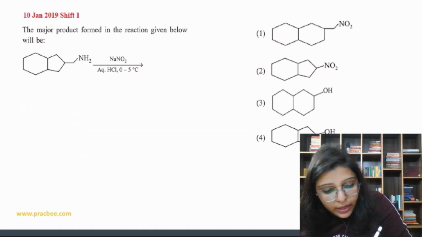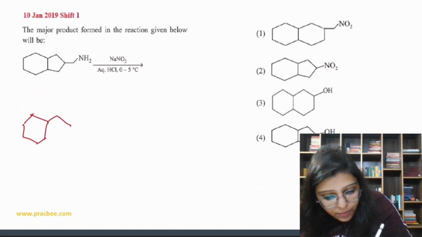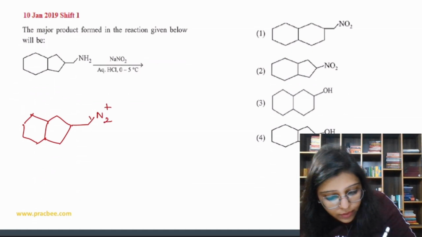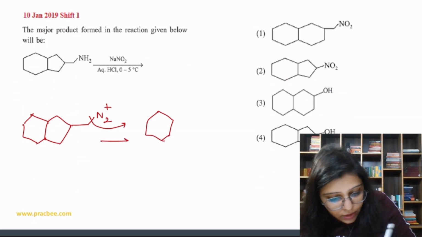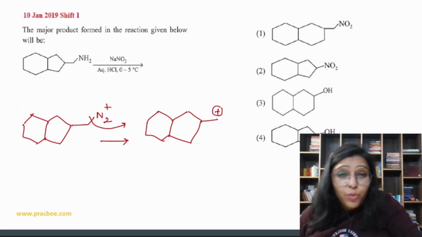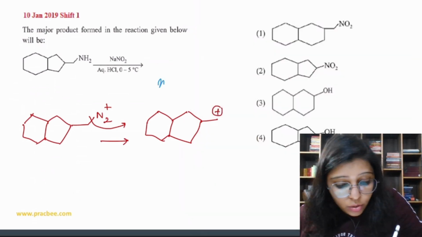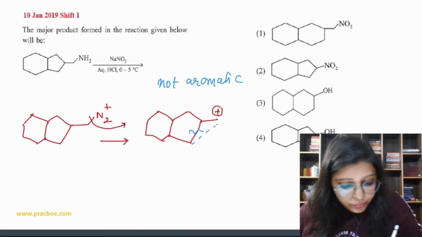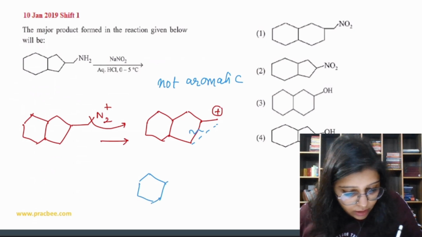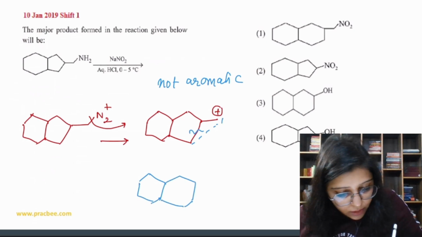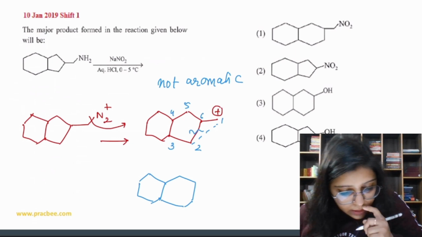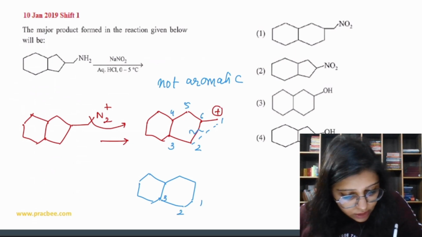Next, NH2 with NaNO2 HCl. So first step, we write N2 positive. Now N2 positive leaves, so we have carbocation formation. So we have positive. Now what happens? This is not aromatic now. So what we are going to do? First we are going to expand the ring. Suppose this is 1 number, 2, 3, 4, 5, 6. So this is 3, 2, 1. On 6 number we have positive charge, 5 and 4.